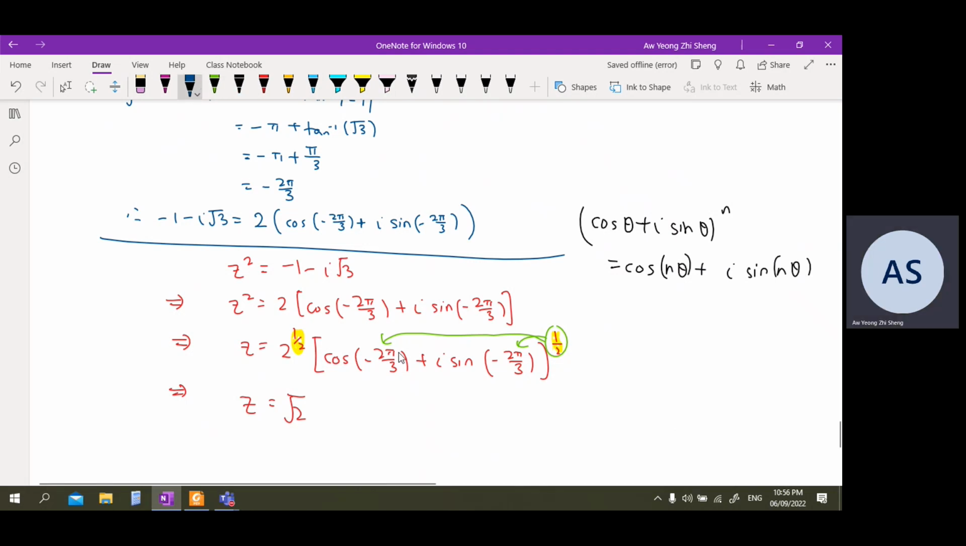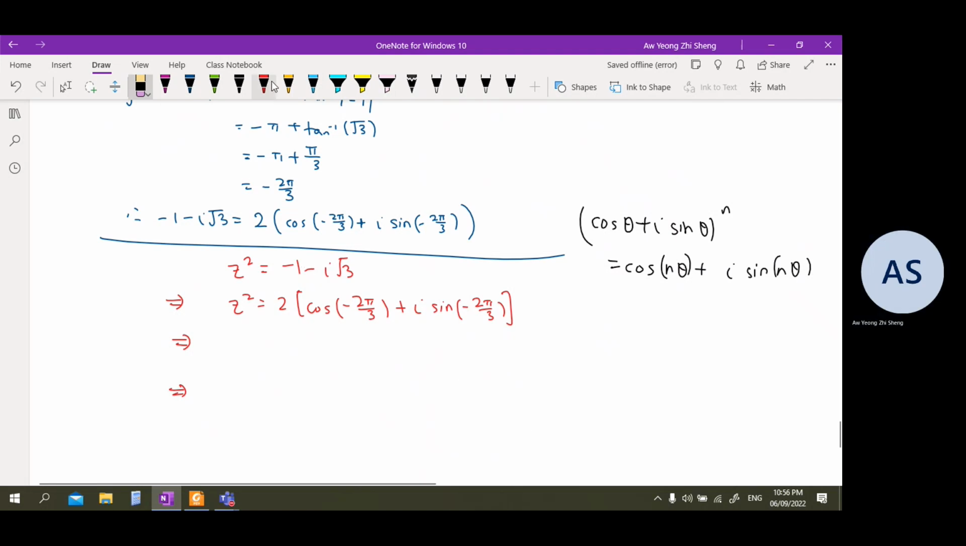Okay, so here we have cos of minus pi over 3. Oh, wait. I missed out one step, sorry. I shouldn't apply De Moivre's theorem too quickly. In fact, the power 1/2 also, I shouldn't move it there too quickly. I missed out one step. I should have added 2k pi first, or else I won't get two solutions later.